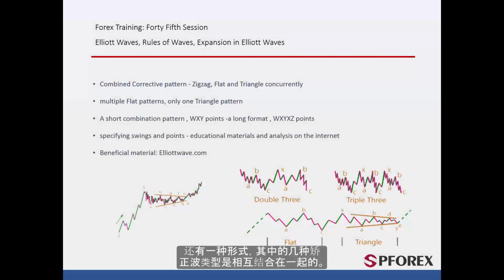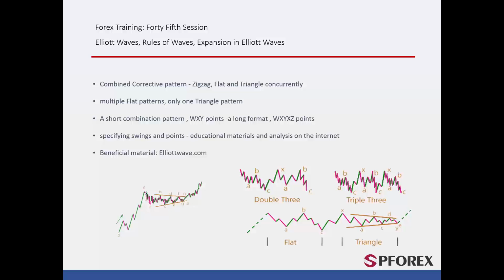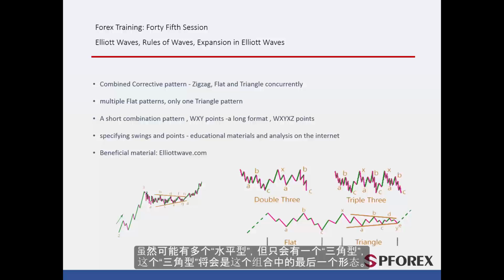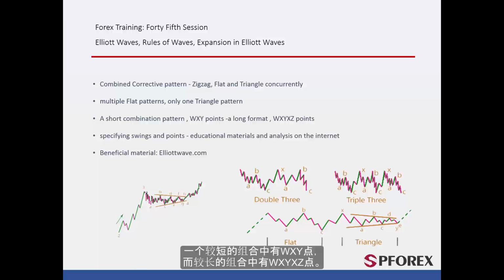There is a format in which some corrective swing types are combined with each other. The combination can consist of zigzag, flat, and triangle concurrently. While there can be multiple flat patterns, only one triangle pattern can form, which will be the last pattern of this combination. A short combination pattern has WXY points, while a longer format has WXYZ points.